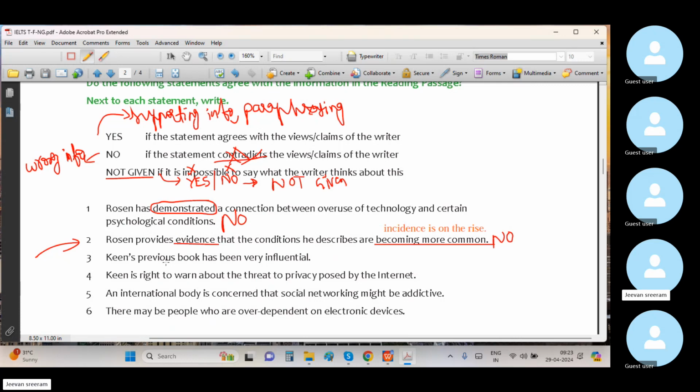Okay, you don't know. The author has not given clear information in the passage to understand whether Keynes' book affected people or had not affected people. So it must be tagged with not given. For any statement, if you can't support it as per the passage, if you can't oppose it, if you can't say yes and you can't say no for the given statement based on the passage information, that must be tagged with not given. Is it clear to you all?